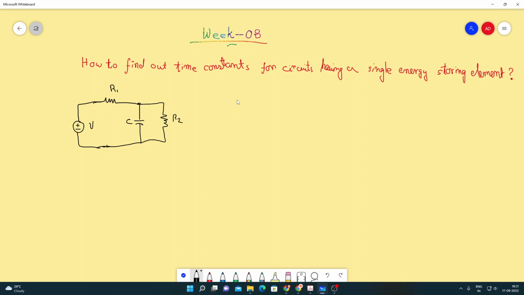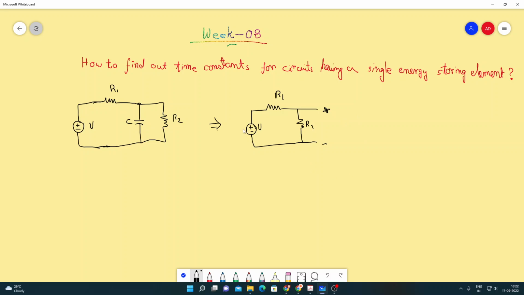Now to find out the time constant for circuits having a single energy storage element, consider you have the energy storing element C. You just take these two terminals and remove it from the circuit. So the circuit becomes R1, here is the voltage source plus minus V, and here is the resistance R2. This plus minus terminal, and here the capacitor was connected. We have removed that capacitor, right?